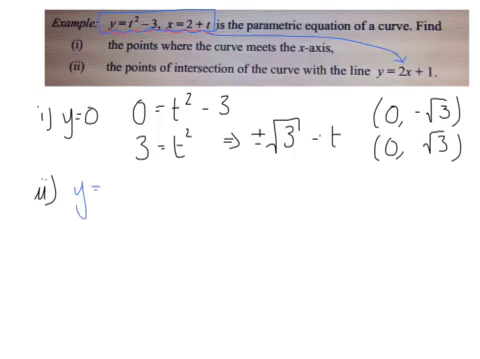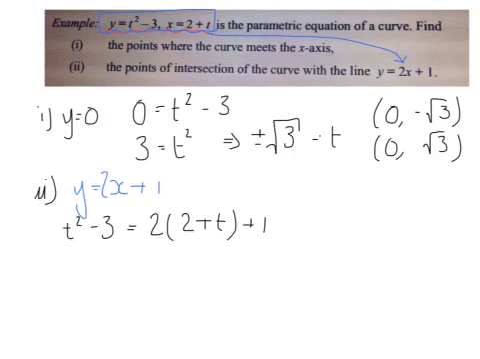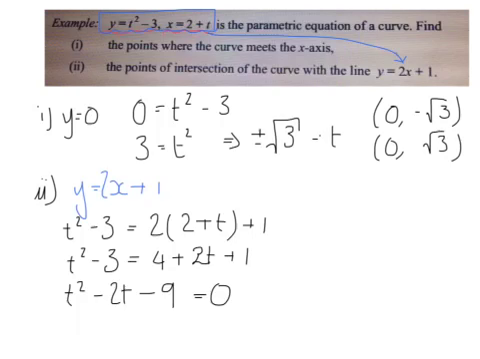So if y is 2x plus 1, and that's the other curve we're interested in, let's substitute in y equals t squared minus 3. So we've got t squared minus 3 equals 2 lots of 2 plus t, which is x, plus 1. So now we've just got, hopefully, an equation in t that we can manipulate to give us values of t. So I've just multiplied out that bracket, so t squared minus 2t minus 9 is 0. Take that over, that's minus 4, take that over is minus 5.